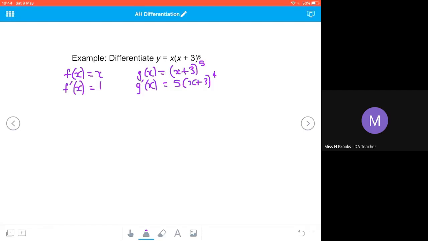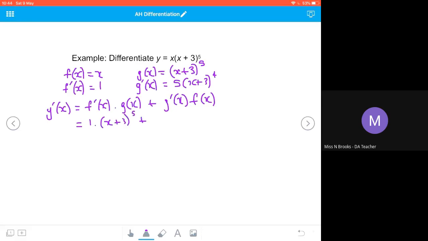So I want to work out what y dash x is. And y dash x is going to be the derivative of my first function multiplied by my second function, added on to the derivative of my second function multiplied by my first function. And now I need to substitute those in. So my f dash x is 1, and my g of x is x plus 3 to the power of 5. My g dash x is 5 upon x plus 3 to the power of 4, and I'm multiplying that by my f of x, which is x.